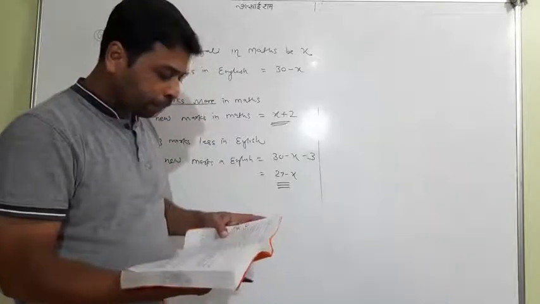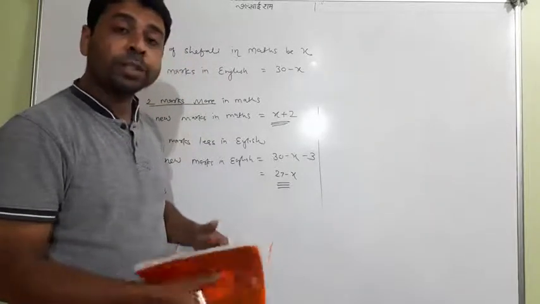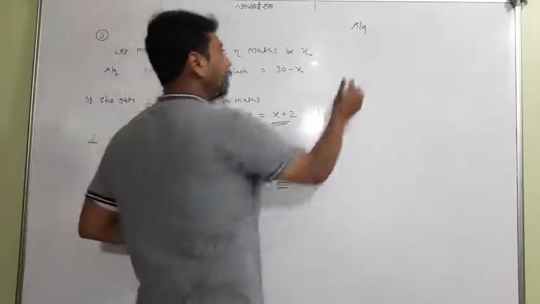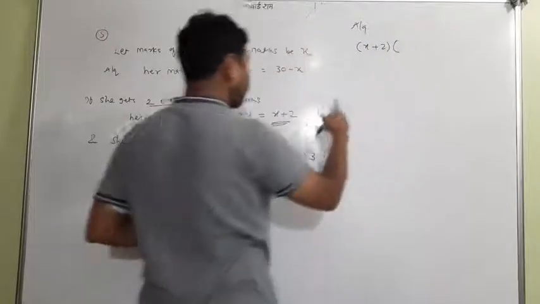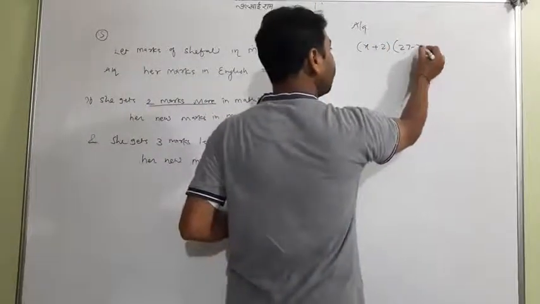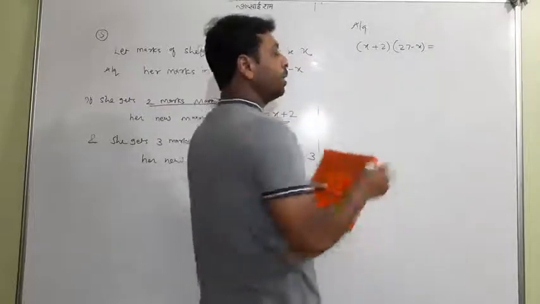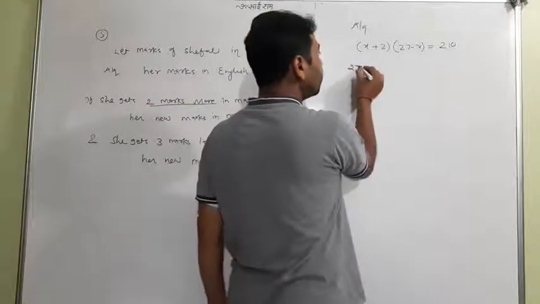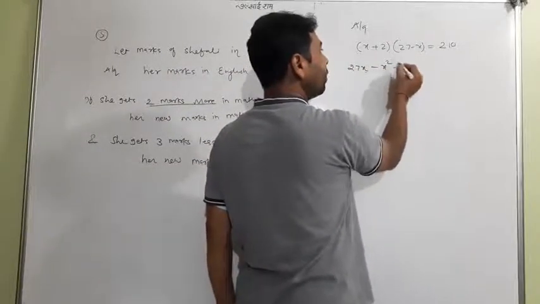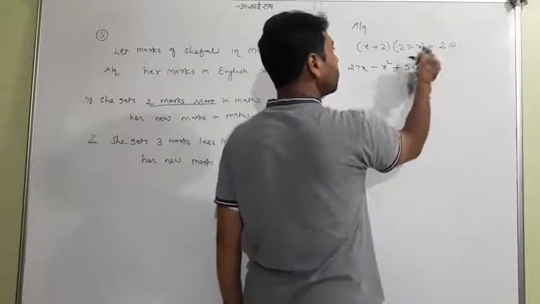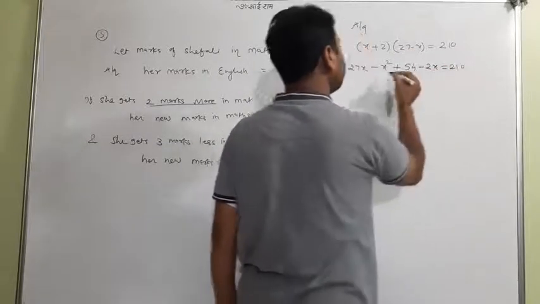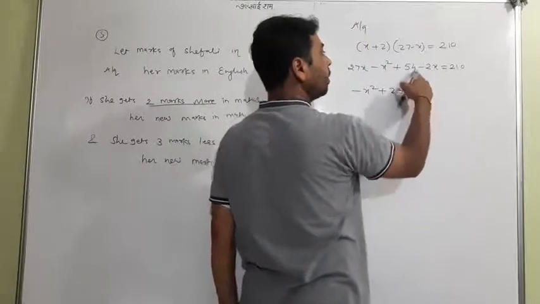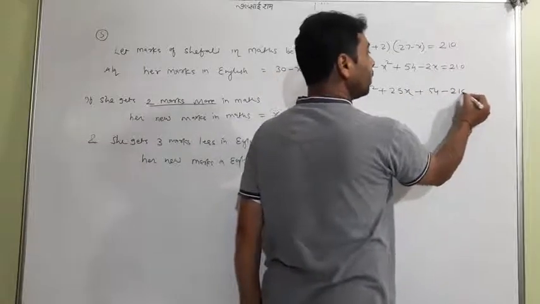Now the question says the product of their marks would have been 210. So according to the question, these 2 marks we obtained, their product, X plus 2 times 27 minus X, is equal to 210. So this is going to be one of the conditions. Now I'll multiply these two. So 27x minus x square, multiplying 54 and 2x, equal to 210. This is minus x square. These two will be 25x and these 54 minus 210 equal to 0.